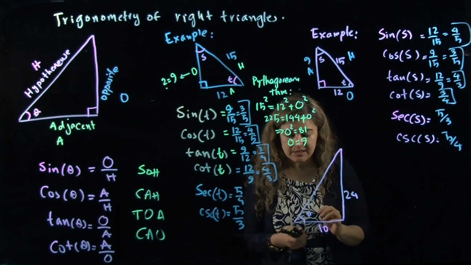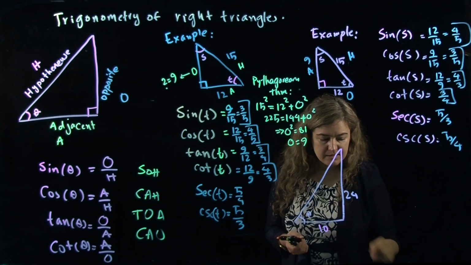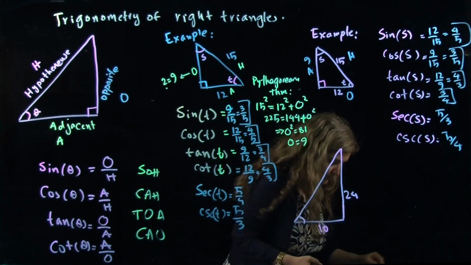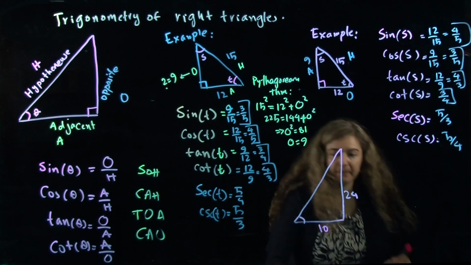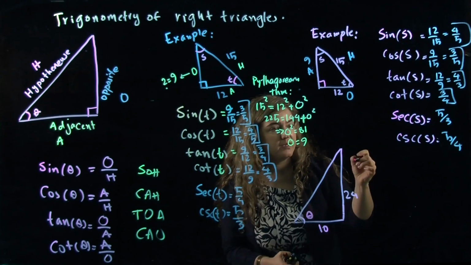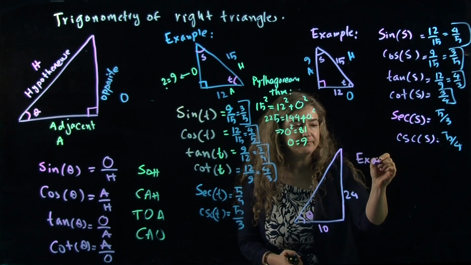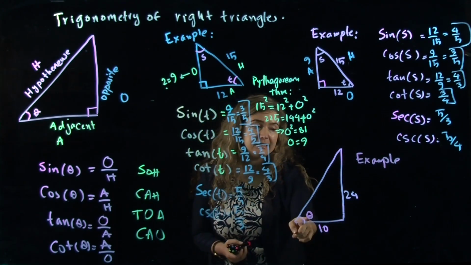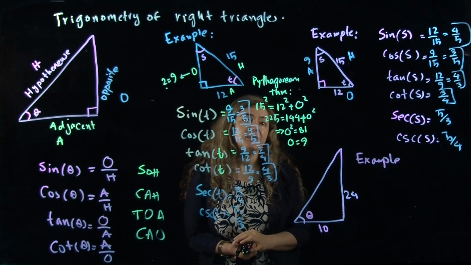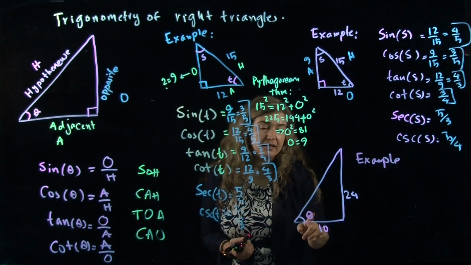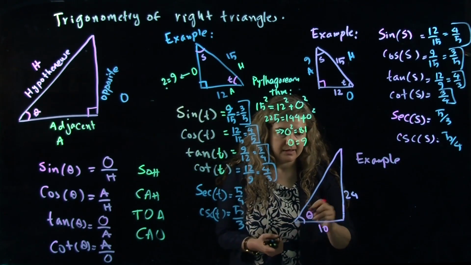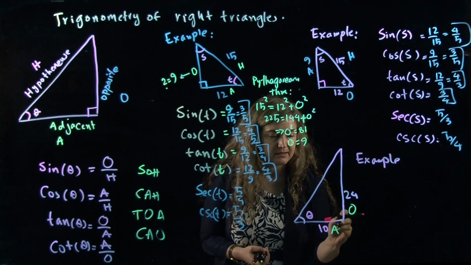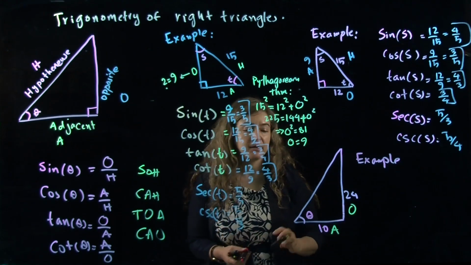The last question that I want to do is this one. Example. Find the values for theta over here. In here, again, opposite and adjacent are given. Use another Pythagorean theorem.